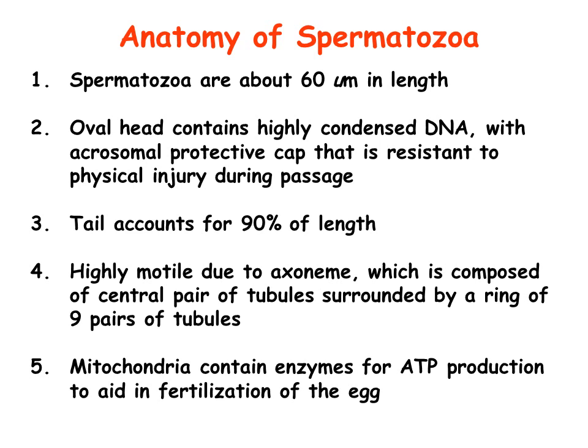Sperm are themselves about 60 microns in length, so they're pretty small. They have an oval head, which has DNA in a highly condensed form. It also has what's known as an acrosomal cap, which is really a protective cap that is resistant to physical injury as the sperm move. And the tail counts for about 90% of the length. It is highly motile due to the axoneme, which is actually a pair of tubules in the tail, and this can twist, which will help to whip the tail and propel the sperm forward. Mitochondria are present, although not as many as in the ova, and they contain enzymes for ATP production, which is also helpful for fertilization of the egg.